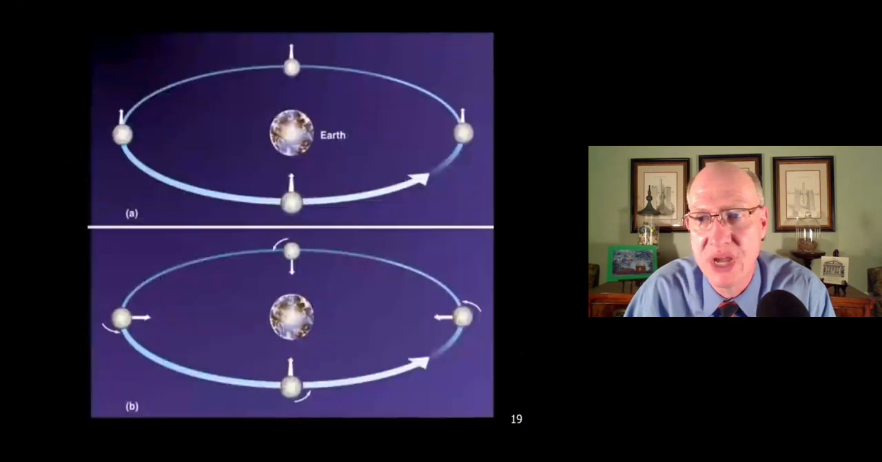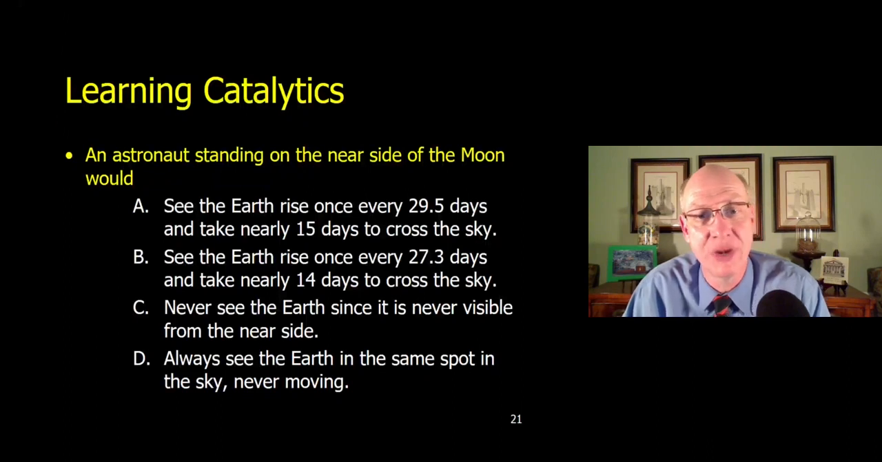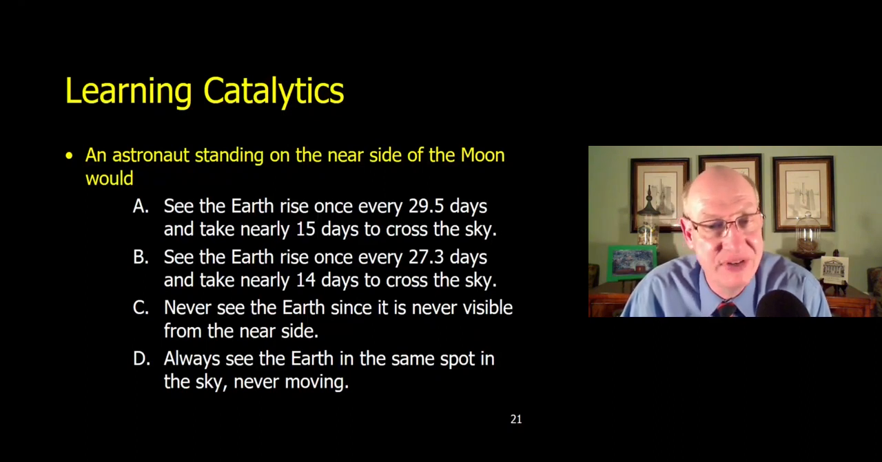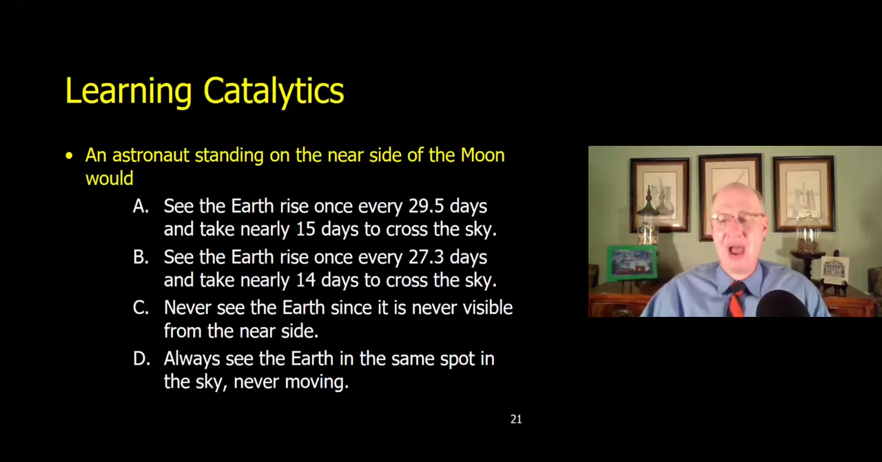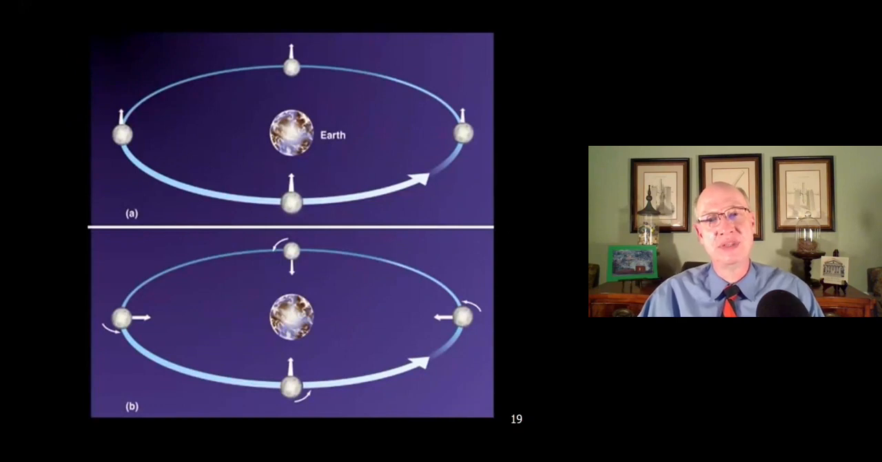So that's the rotation of the moon. What about this? An astronaut standing on the near side of the moon would: A, see the Earth rise once every 29.5 days and take nearly 15 days to cross the sky. B, see the Earth rise once every 27.3 days, the sidereal month, and take nearly 14 days to cross the sky. C, never see the Earth since it's never visible from the near side. Or D, always see the Earth in the same spot in the sky, never moving. Go ahead and think about the rotation of the moon here, and think about what an astronaut standing on the near side of the moon would see. Take about 15 seconds. Go ahead and answer the question.